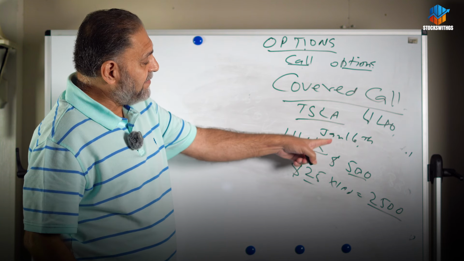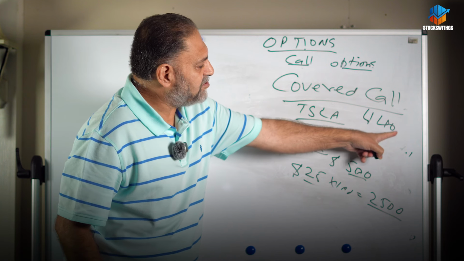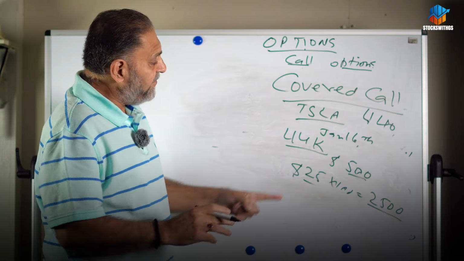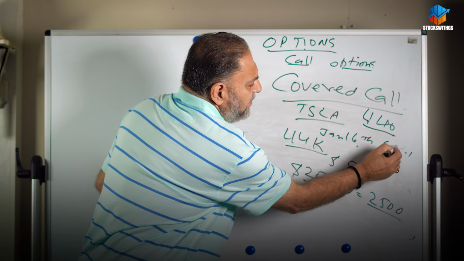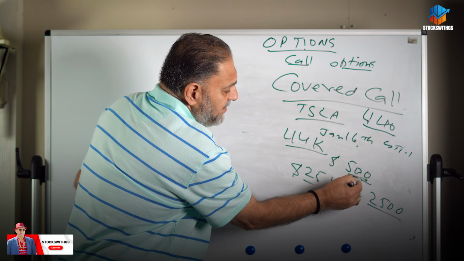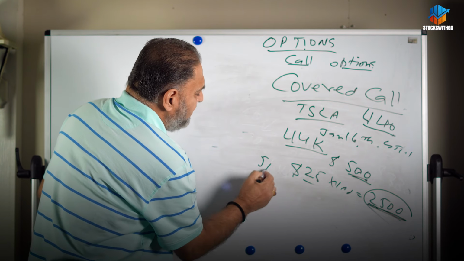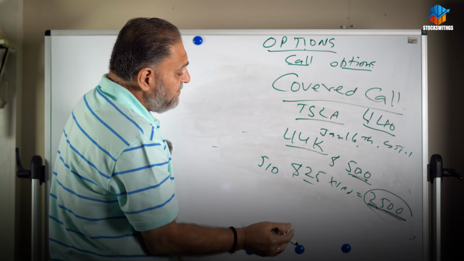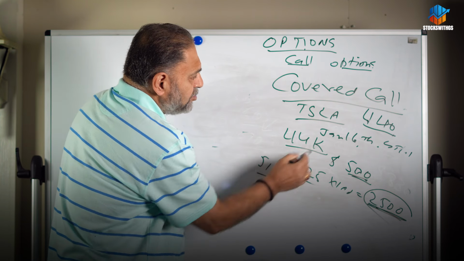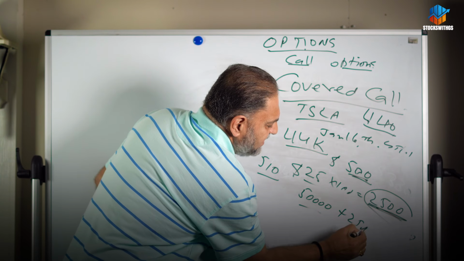So 100 shares mean you get $2,500 premium for 2.5 months. So if the stock from 440 goes to 500, you make 6,000 here and 2,500 here. You make $8,500 in 2.5 months. If the stock remains at 440 or 450, 460, 470, until 500, if it stays below 500, you keep this premium 2,500 and you keep the stock. If it goes to 510 or 500 or whatever, above 500, then you have to sell this stock to that person for $500. So you make $50,000 for selling the stock for 500, plus you keep 2,500. That is a covered call premium.